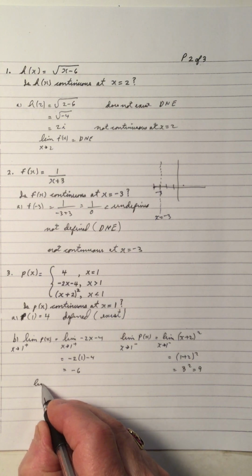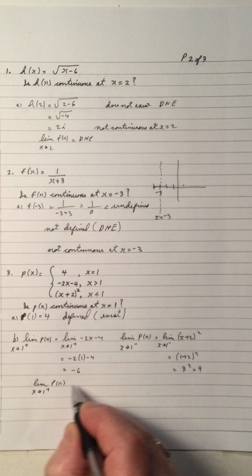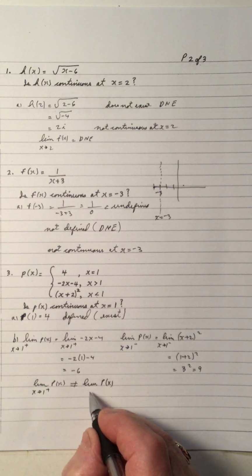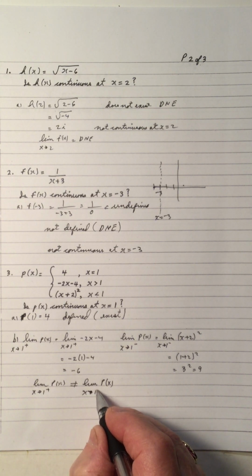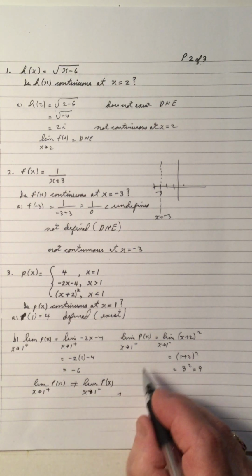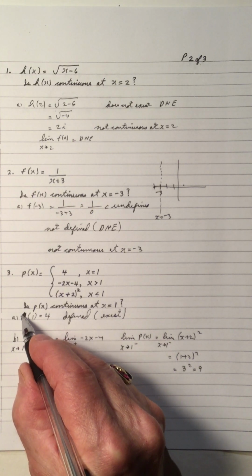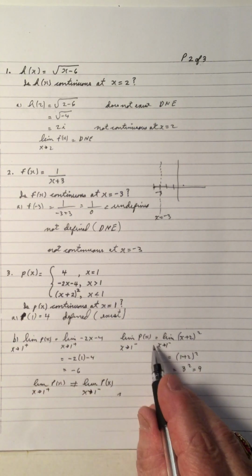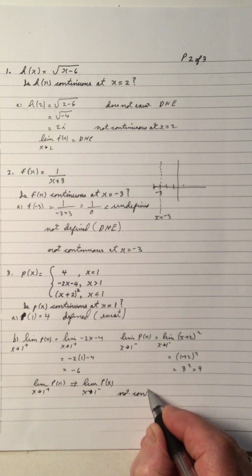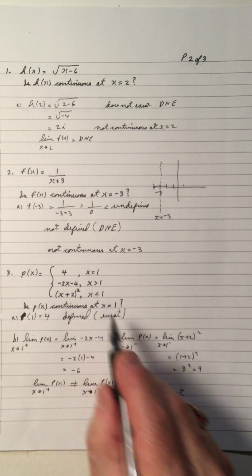So that means the limit of p of x as x approaches 1 from the right side is not equal to the limit of p of x as x approaches 1 from the left side. They're not equal, so therefore the condition failed. A is true: the p of 1 is 4, but the left and right side limits are not the same, so it's not continuous at x equals 1.